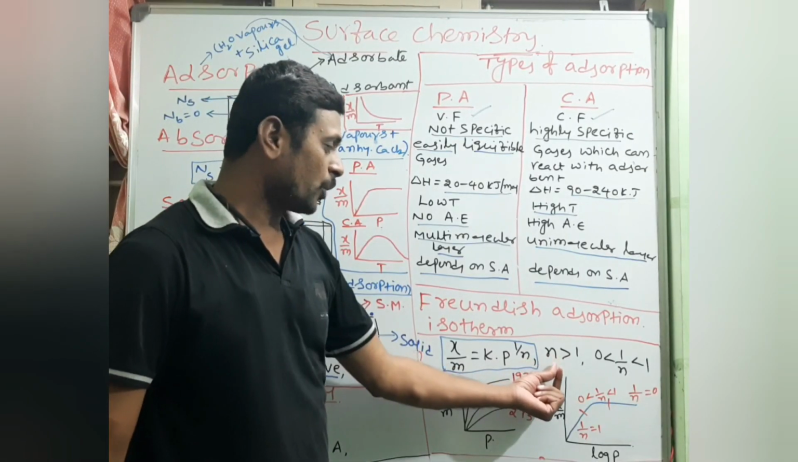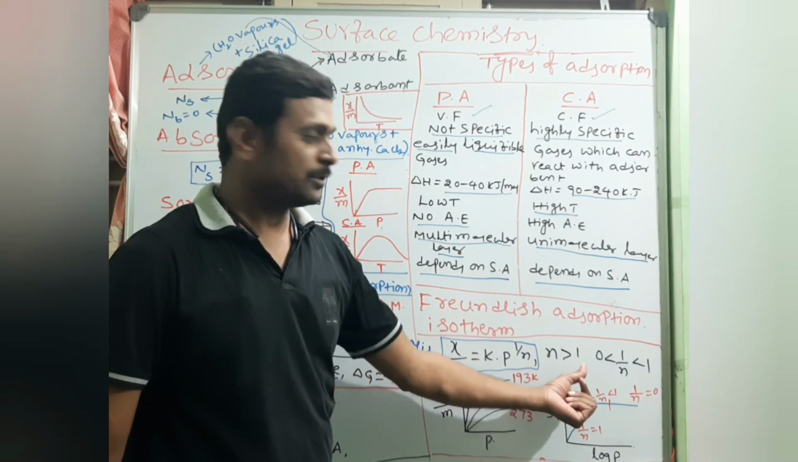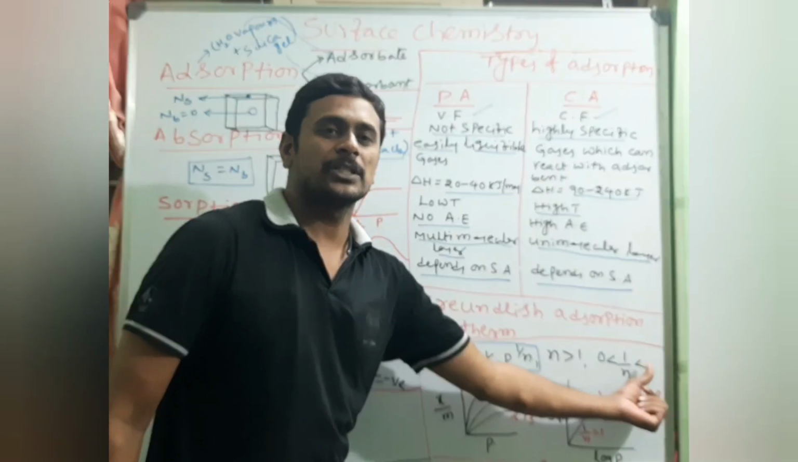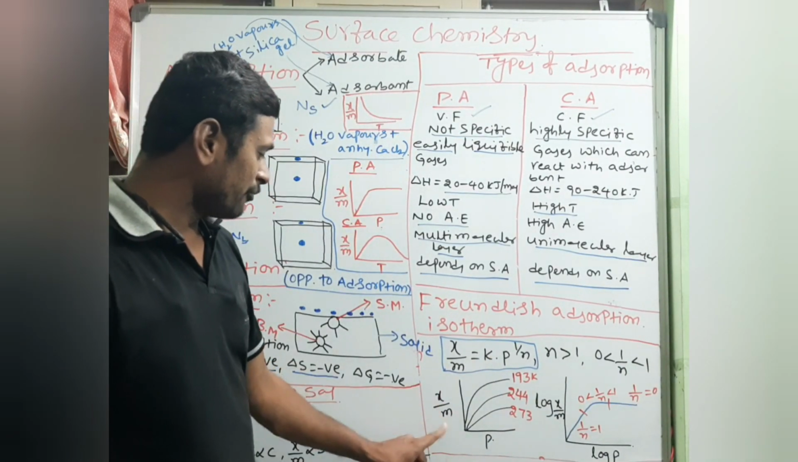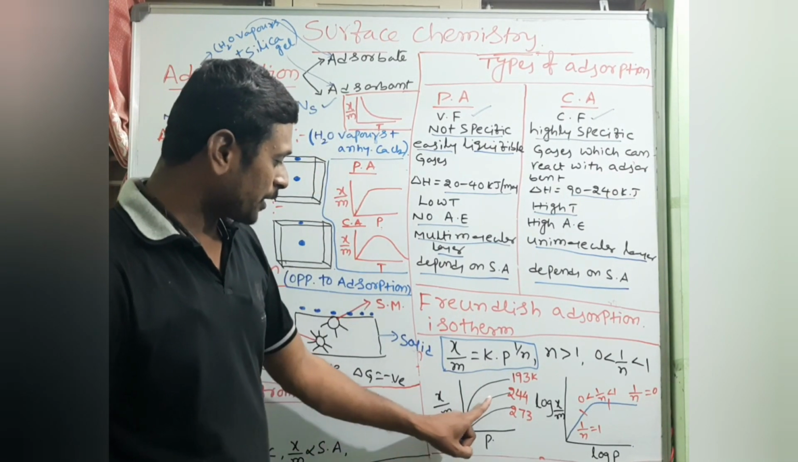Now here, what is the meaning of n? The value of n is always greater than 1, and the value of 1 by n lies between 0 and 1, that is, 1 by n is less than 1. Now, whenever we take x by m versus pressure, what happens here?